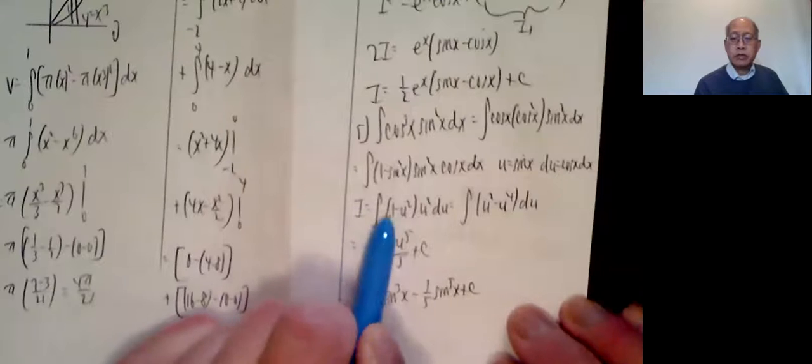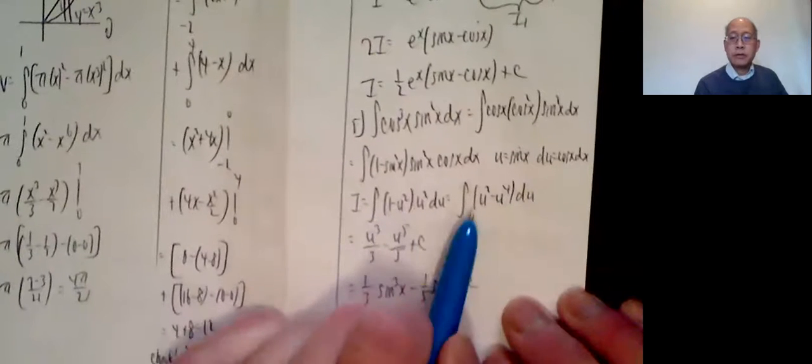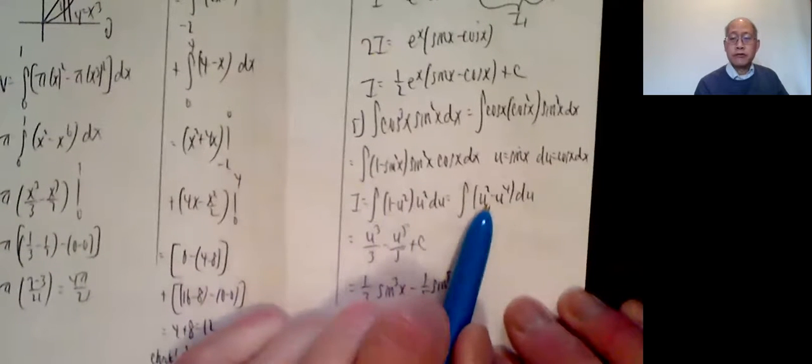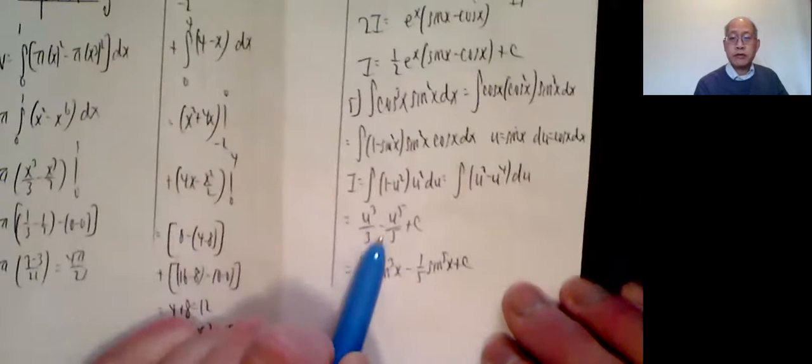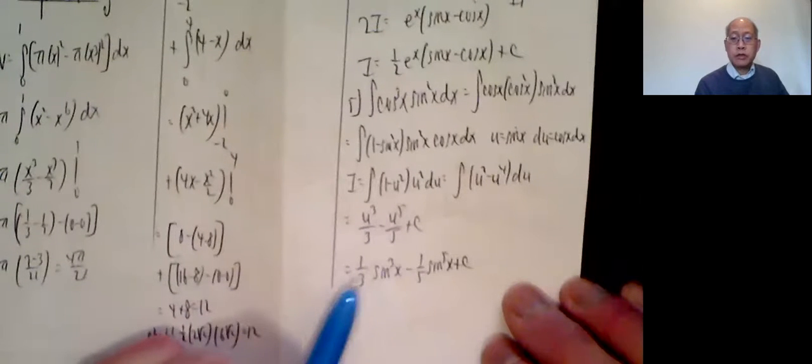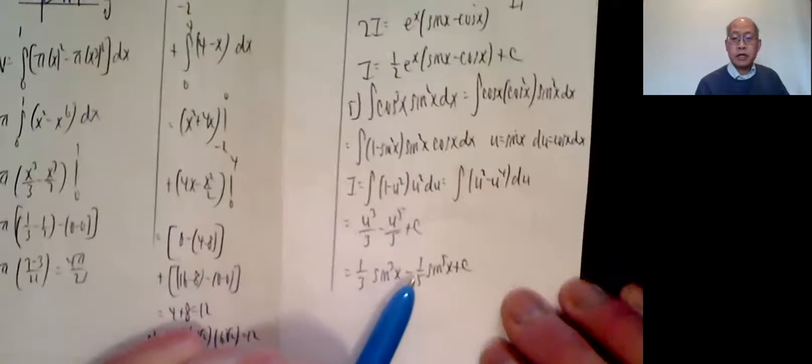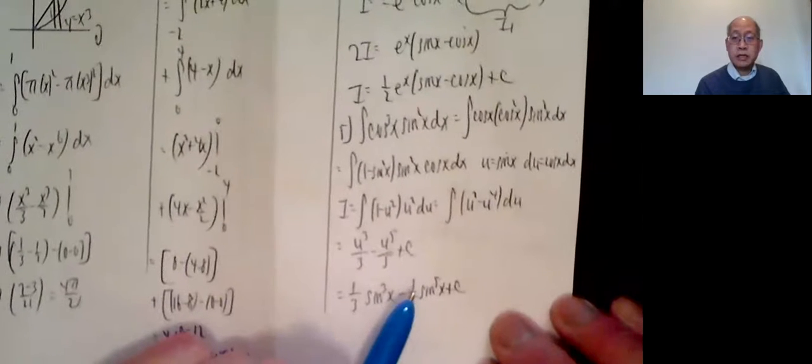So I now have 1 minus u squared times u squared du. That's u squared minus u to the 4th du. u cubed over 3 minus u to the 5th over 5 plus c. So 1/3 sine cubed x minus 1/5 sine to the 5th x plus c.